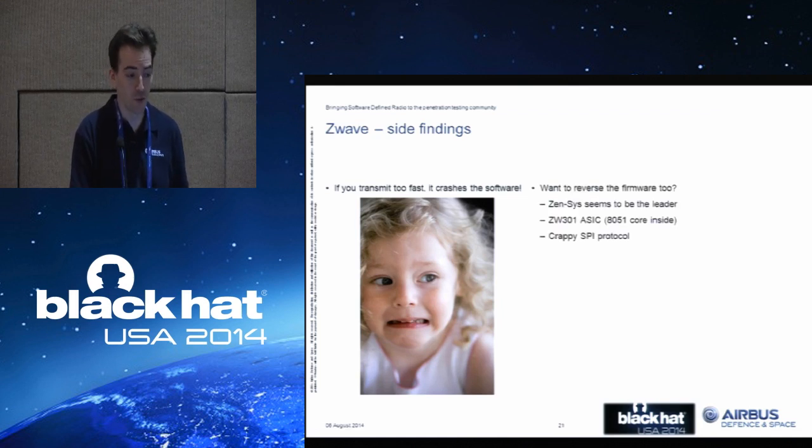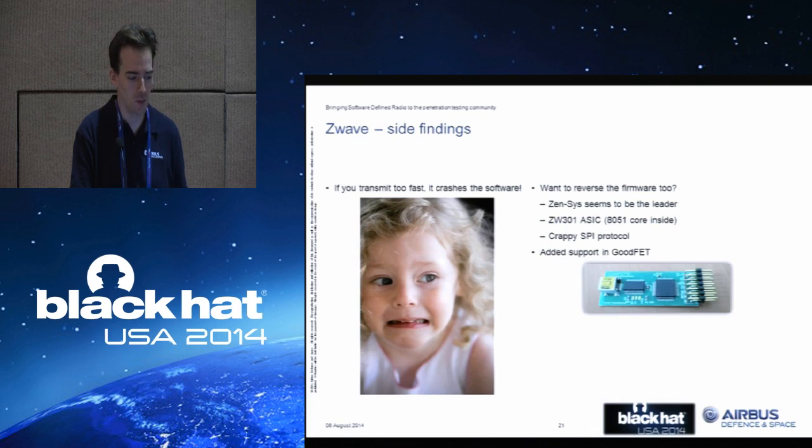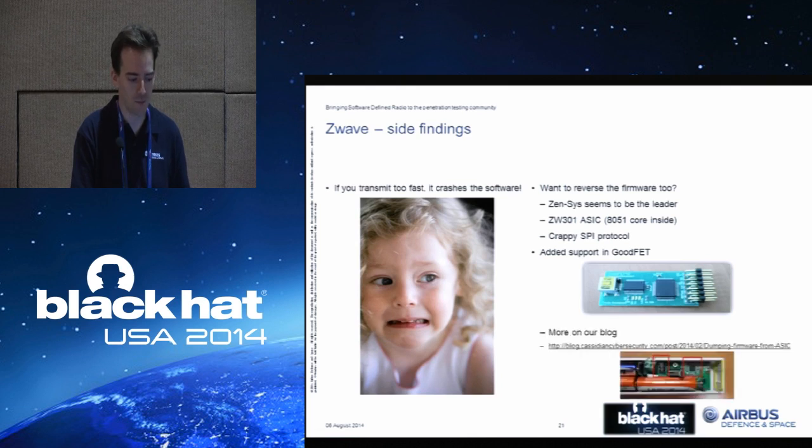At some point, we wanted to reverse the firmware too, about the ASIC. The devices we were using relied on Zensys ASICs, the ZW301 ASIC, more specifically. Zensys seems to be the leader providing ASICs for Z-Wave, since it's the company that brought the Z-Wave protocol. It uses a kind of crappy SPI protocol, so we added support in the GoodFET from Travis Goodspeed. So it's right now in the firmware. If you just download the firmware for your GoodFet, it will be in there. And if you want more detail about that, you can read our company blog that details everything we've done on the SPI protocol and implementing the protocol in the GoodFET.